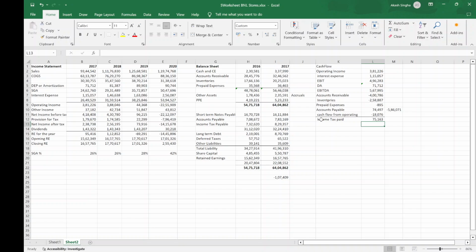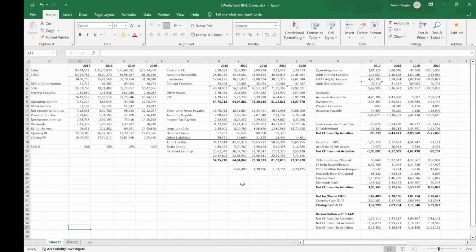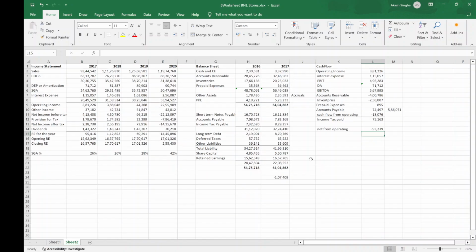So net cash flow from operating is this minus this, 93,239. Let's see, 93,239. Yeah, we are going good. This is operating. Now let's do investing.